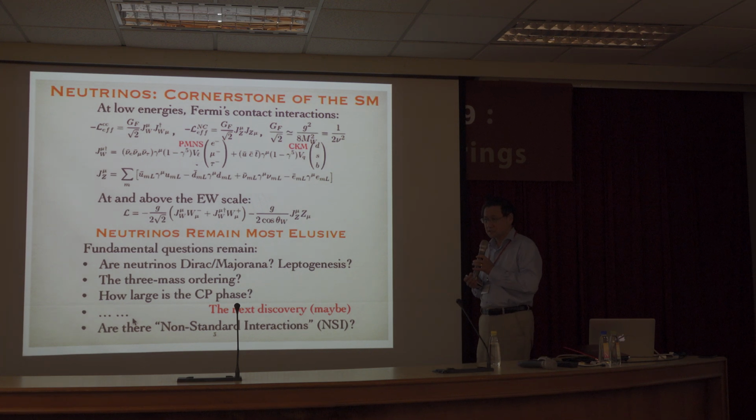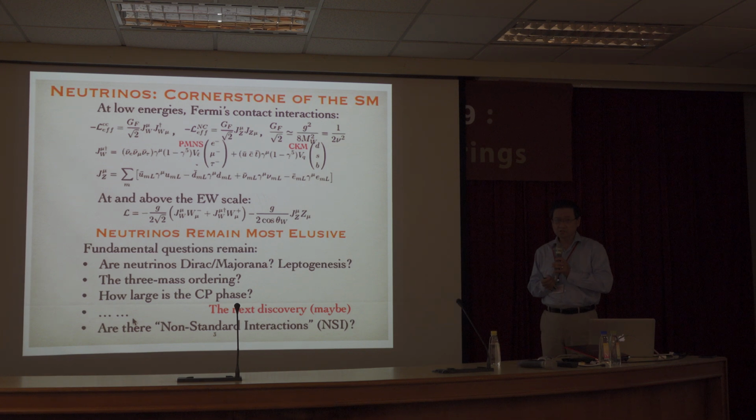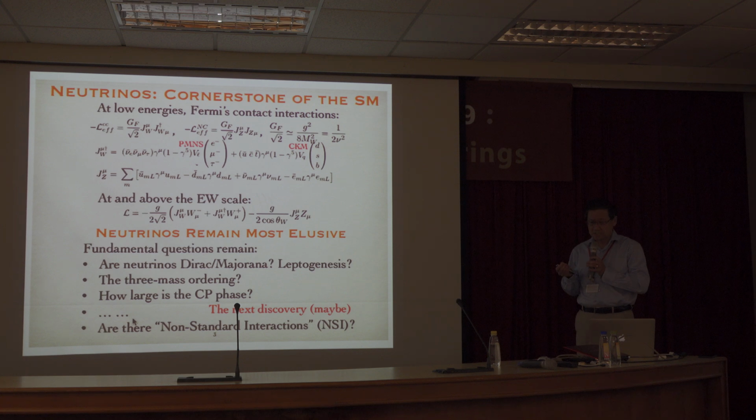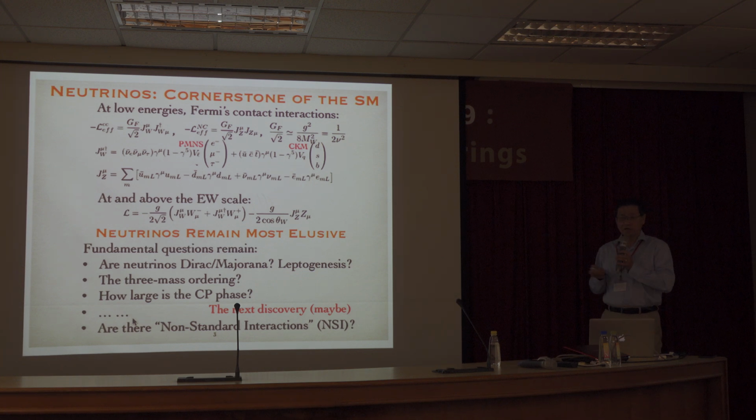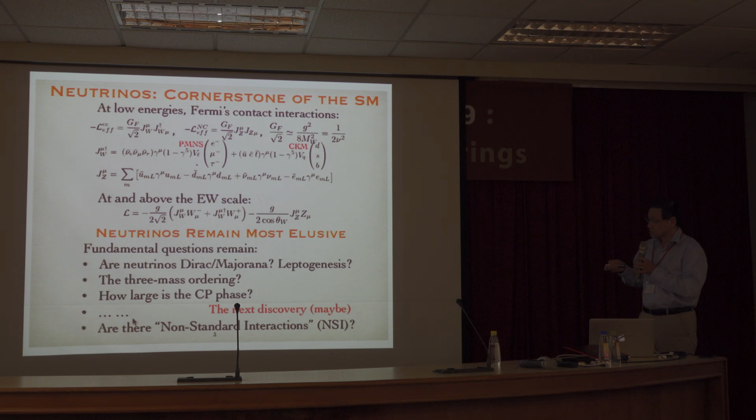Not only are the interactions very weak, but also the properties. So far, when we think about neutrino physics, it's only needed for this Fermi interaction. It's only needed for these left-handed states. There's no need for any right-handed neutrinos whatsoever. However, the new measurements tell us that neutrinos are massive. Then we need to extend the simplest picture. That's why I said neutrinos remain the most elusive. We don't know whether there's a right-handed counterpart.